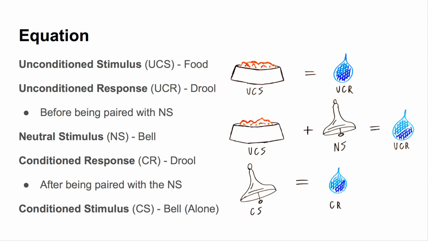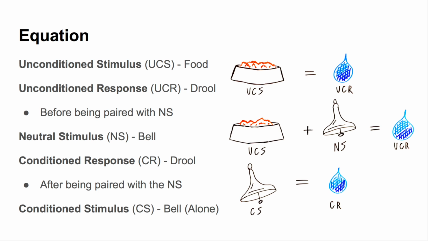Classical conditioning can be summed up with the equation on the right of your screen. In the first line, we have the typical relationship between two things, which is UCS equals UCR, or unconditioned stimulus equals a response. So in Pavlov's case, this would mean food equals a dog drooling.